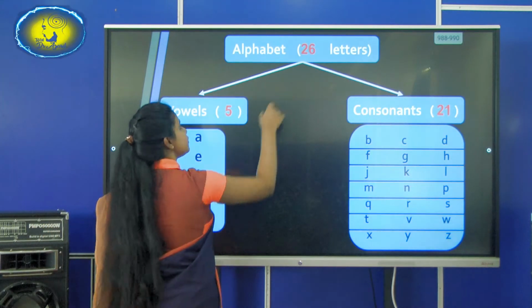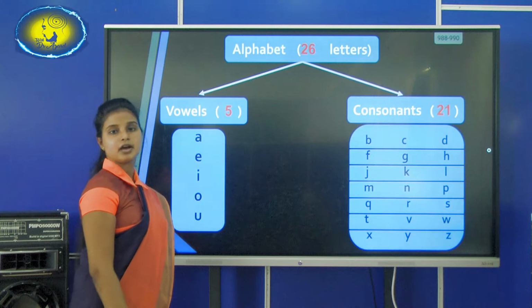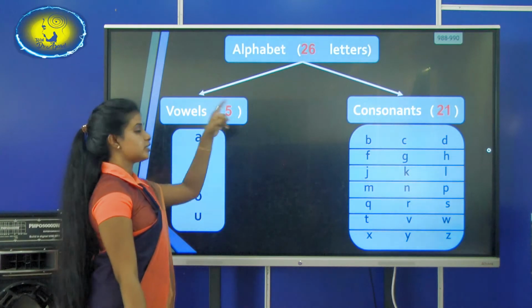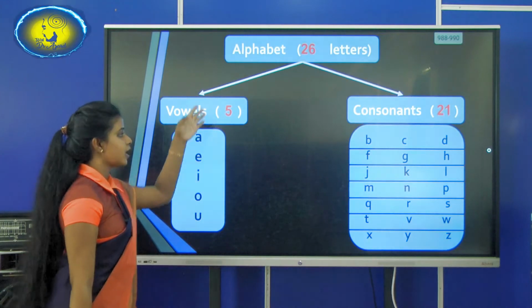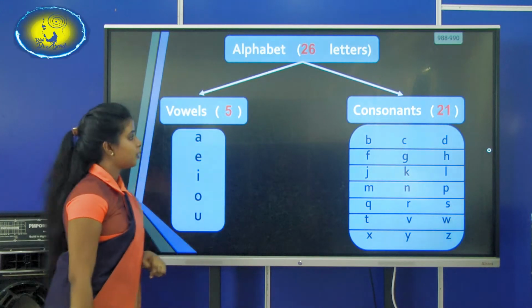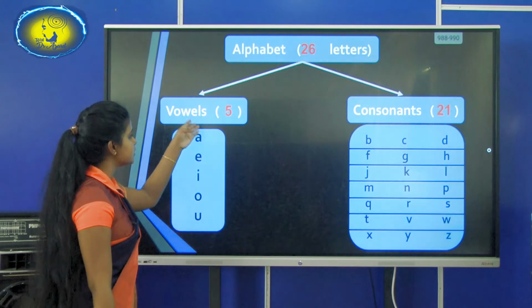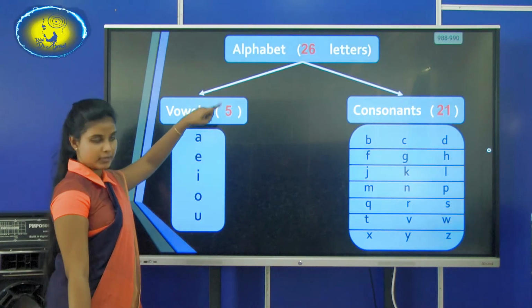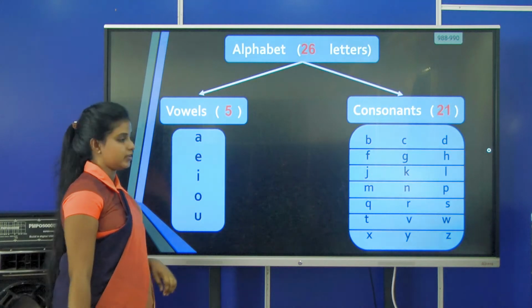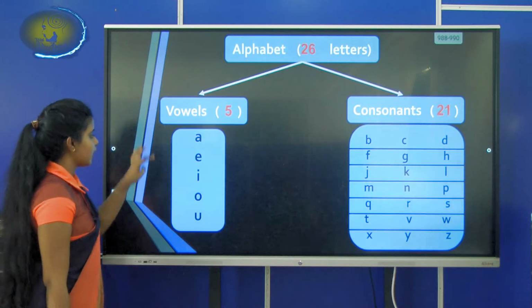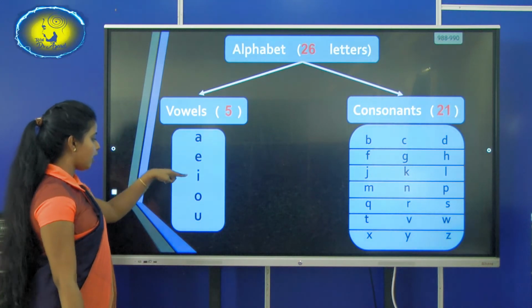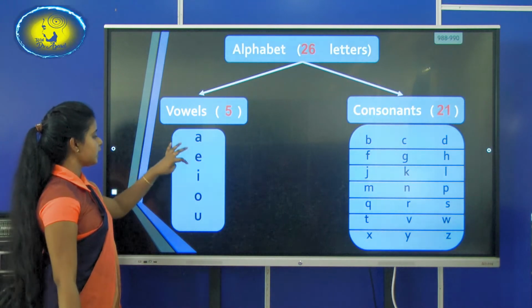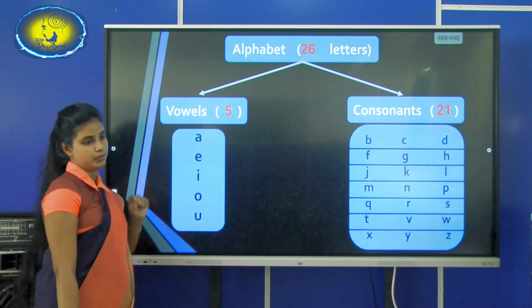Normally we know we have 26 letters in our alphabet. So we can divide this alphabet into two, vowels and consonants. What children? Vowels and consonants. Children, we have 5 vowels. What are they children? A, E, I, O, U. Again, A, E, I, O, U.